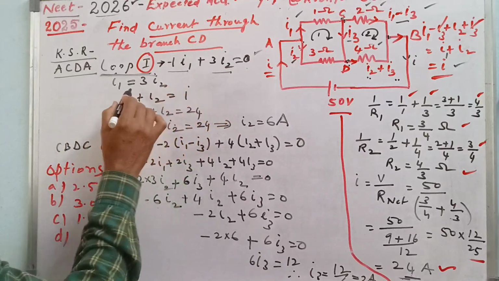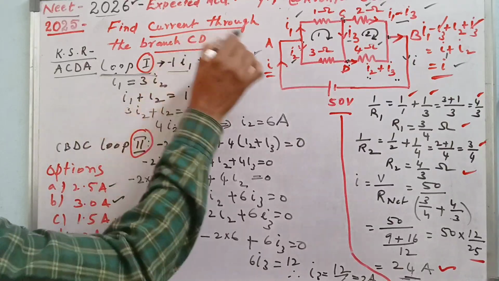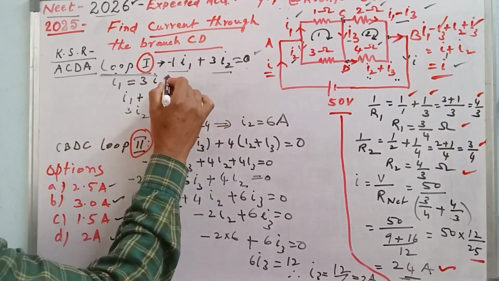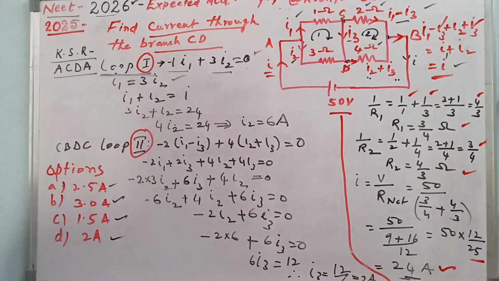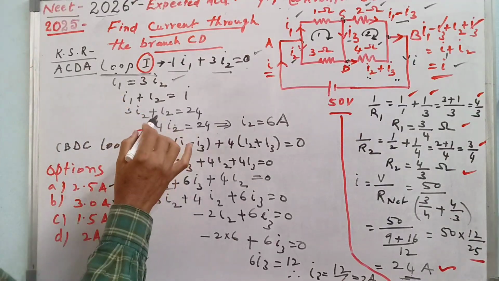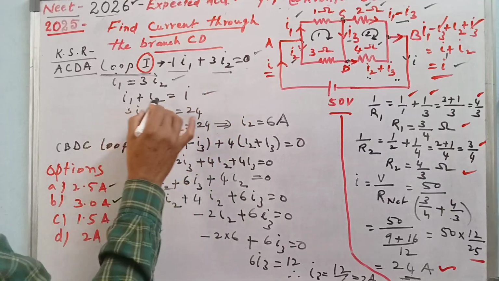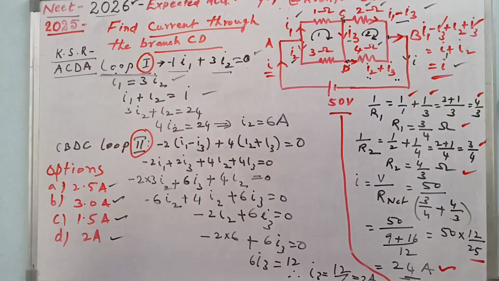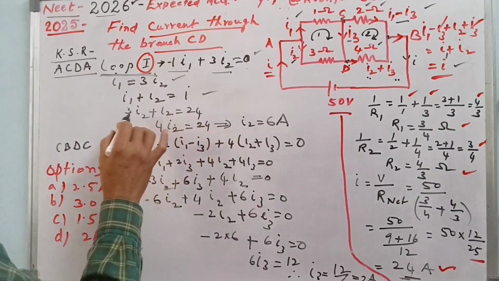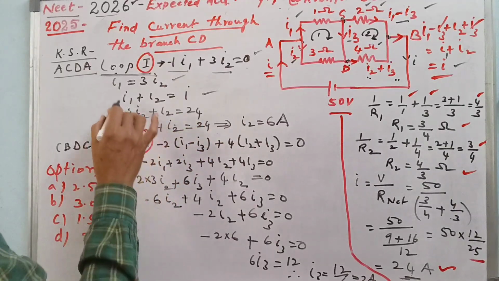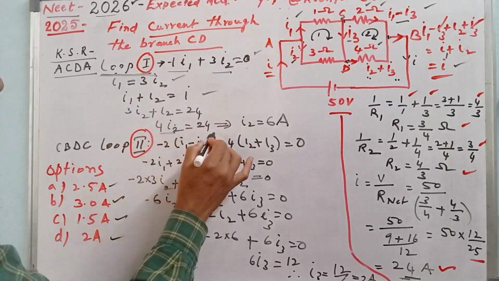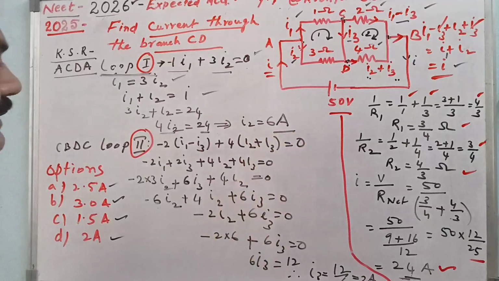So when you apply this, what you will get? I1 is equal to, because this is a minus sign, minus 1, if you send it there, it will become I1. I1 equal to 3 I2. Okay. Then we know I is equal to I1 plus I2. So in this case it will become 3I2 plus I2, that is 4I2, and 4I2 will be 24. Then it will become 6 amperes.